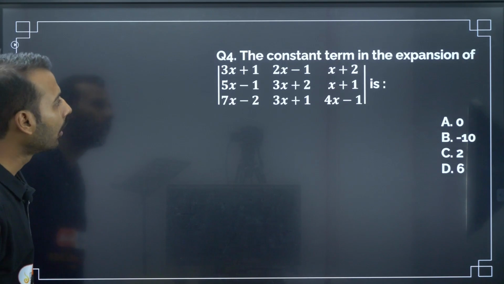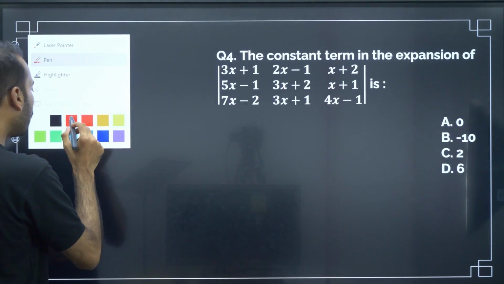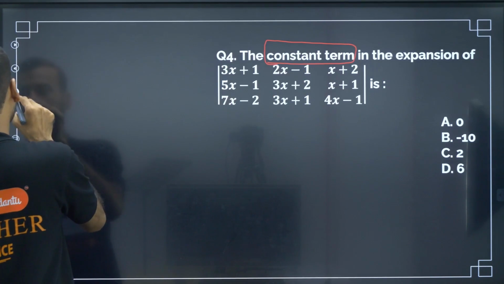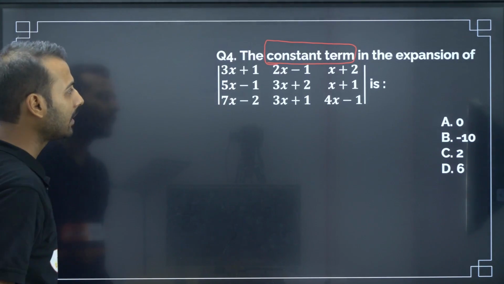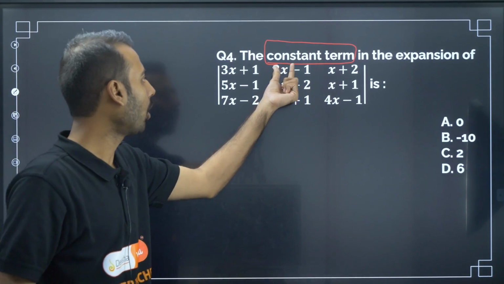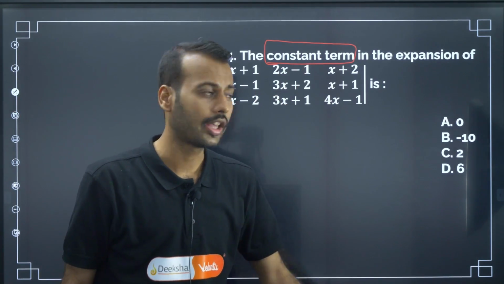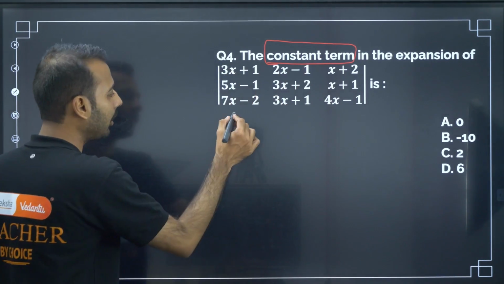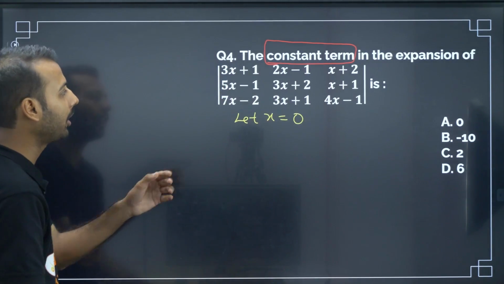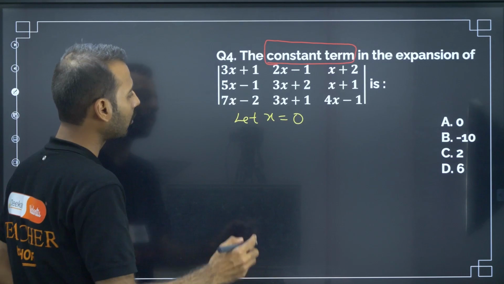Next, moving on to next, the constant term. Here what are they asking? The constant term in the expansion. So constant term means, so they are asking to expand this. Expand this means find its value. Constant term means variable should not be there. So variable should not be there means I will say let x is equal to 0, because variable should not be there. So variable should not be there means x is equal to 0.